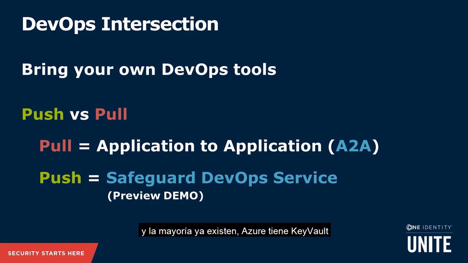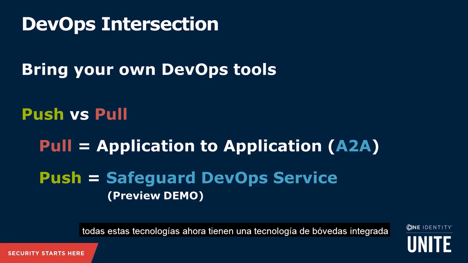And most of these already exist. Azure has Key Vault. Kubernetes has Kubernetes secrets. AWS has the secret management service, right? Like all of these technologies now have a great vaulting technology involved. So why should we reproduce that and force them into our tool, right?